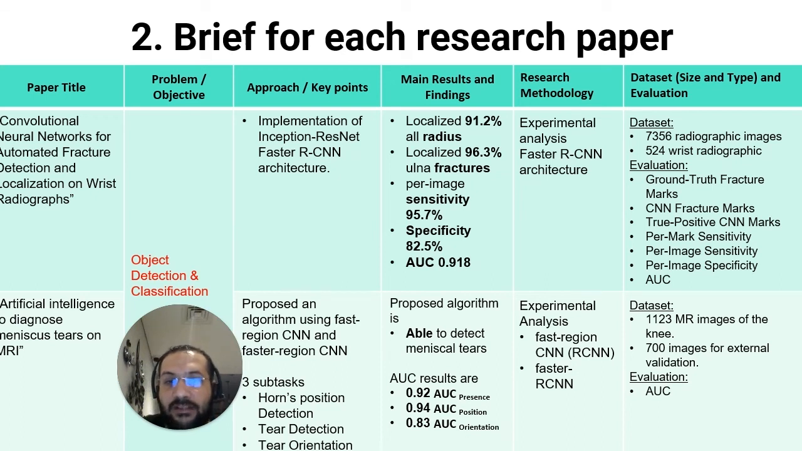So with that, the research performed an experimental analysis using the evaluation metric, which is the AUC, and the results of that paper, as stated here, are 0.92 AUC for presence, 0.94 for position, and 0.83 for orientation. And with that, I'll hand over to Mr. Hani to proceed, and thank you.